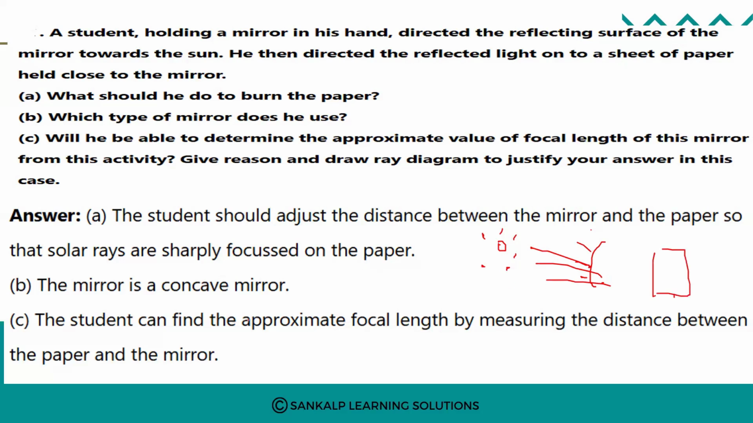The mirror is a concave mirror. The student can find the approximate focal length. Yes, the mirror is a concave mirror and the student can find the approximate focal length by measuring the distance between the paper and the mirror. If he measures that, he can find the approximate focal length.